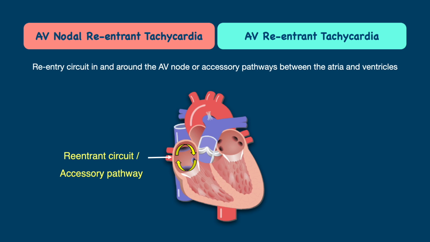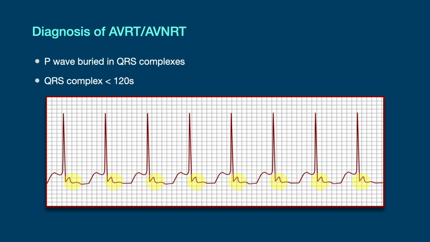Some forms of AVRT may exhibit a Wolff-Parkinson-White pattern, whereby an accessory pathway capable of anterograde conduction leads to pre-excitation of the ventricles. This accessory pathway is a bypass track, therefore avoiding the AV node and the normal delay which occurs at this point. This leads to characteristic delta waves on ECG, whereby there is upsloping at the start of the QRS complex due to the early ventricular excitation. The ECG features that you'd expect to see include the P wave being buried in the QRS complex and the QRS complex being less than 120 milliseconds.